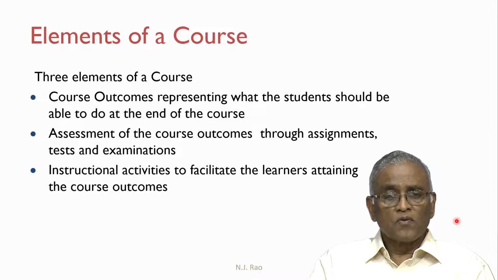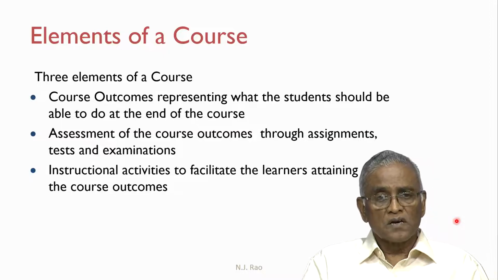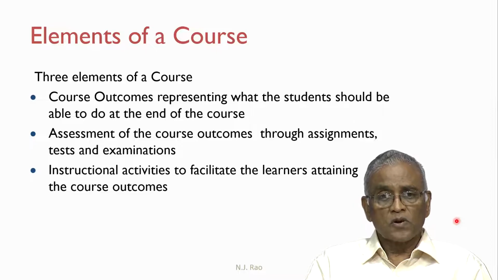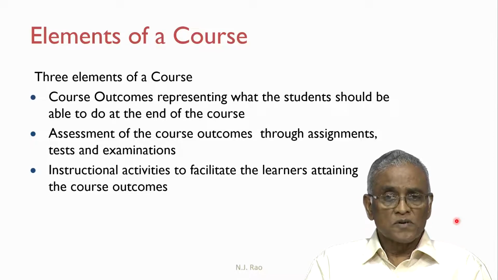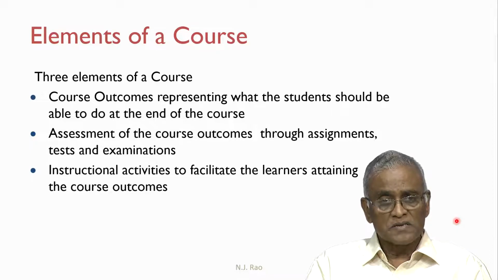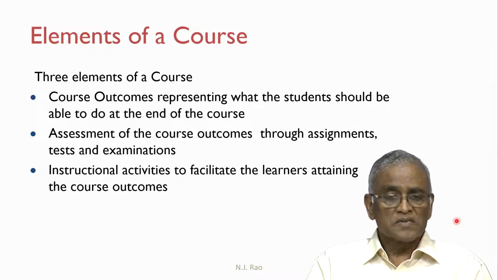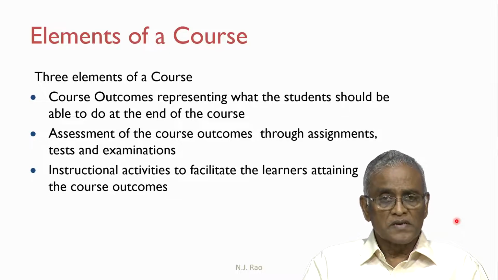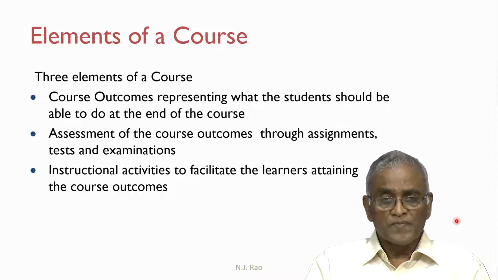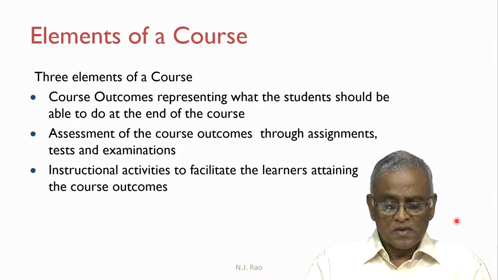Now, once again, to reiterate, the three elements of a course are course outcomes, representing what the student should be able to do at the end of a course; assessment of the course outcomes through assignments, tests and examinations, where assignments can be many and tests can be of many varieties; and instructional activities to facilitate the learners attaining the course outcomes. These are the three elements, and these three elements should be in alignment with each other. That is what we are coming to.